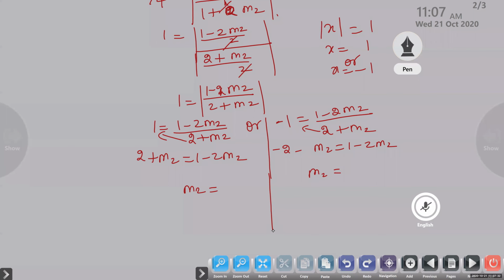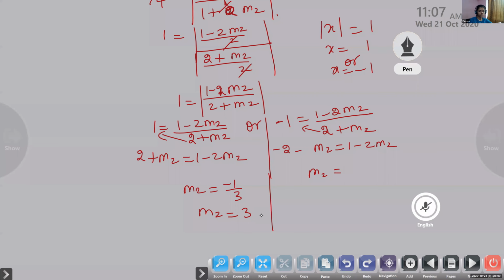Ma'am, minus 1 by 3. Minus 1 by 3. In the first case, you will get minus 1 by 3. And what about the second case? 3. So, slope, are you getting like this? The slopes are either m is equal to 3 or m is equal to minus 1 by 3. Punya, are you getting this answer? Yes, ma'am.